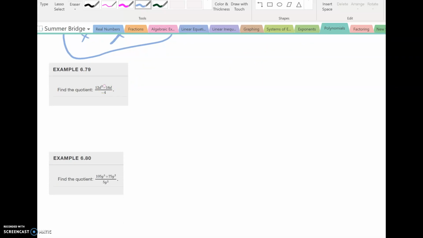Okay, so here's the next one. We have find the quotient, which really just means simplify it. Break it up and simplify it. So I'm going to break up the 12d squared and divide it by negative 4, and then I'm going to subtract 16d divided by negative 4. So 12 divided by negative 4 is going to end up being negative 3, and 16 divided by negative 4 is going to end up being negative 4. So I have negative 3d squared, and then I have two negatives together, so it becomes plus 4d.